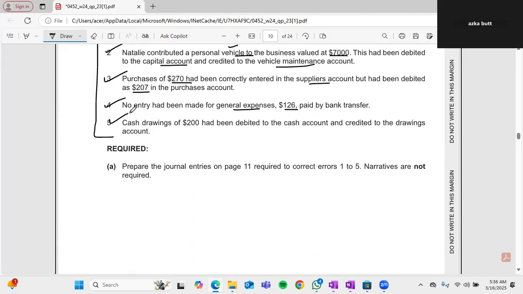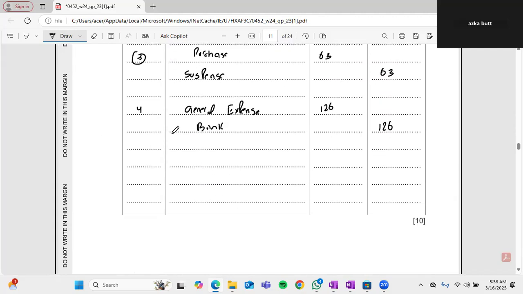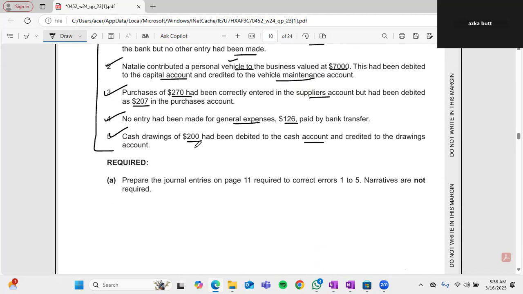In the fifth entry, cash drawings of $200 had been debited to the cash account and credited to the drawings account. So now it is very simple. We have to debit the drawing account and we have to credit the cash account, debiting the drawing with 400 and crediting the cash with 400 as well.